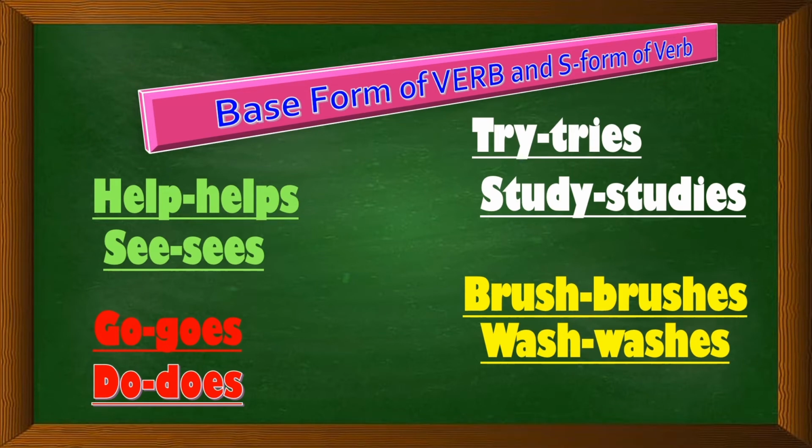Here are some examples of base form of verb and the S form of verb. Help, helps. See, sees. Go, goes. Try, tries. Study, studies. Brush, brushes. Wash, washes. Some S form of the verb, especially words or verbs that end in letter Y, you've got to change Y to I and add ES to form the S form of the verb. In some cases, ES is added to the word to form the S form of the verb, just like go and do, including words or verbs that end in SH, such as brush and wash.